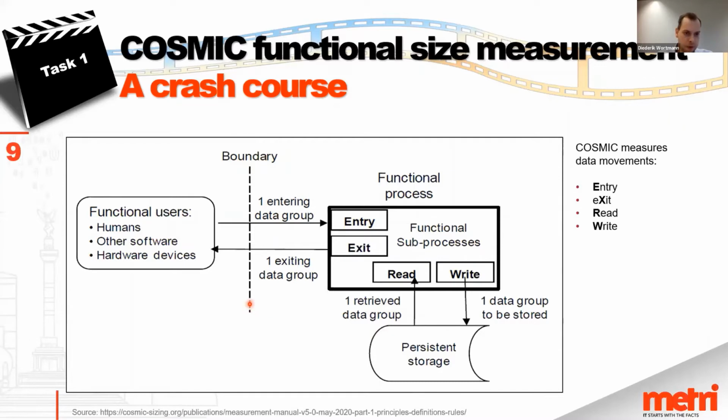So COSMIC divides the functionality of software into processes, and again, processes may enter data into the system, retrieve data from the system, write and read it from storage. And by counting these data movements, the entries, the exits, the reads and the writes, it is possible to reach certainty about the functional size of software. I think it's important to note that the functional user here is a quite abstract term and does not necessarily mean a human user, but may also be other software such as a hardware device or other software. So by counting these data movements, you are able to measure the amount of functionality in a process.